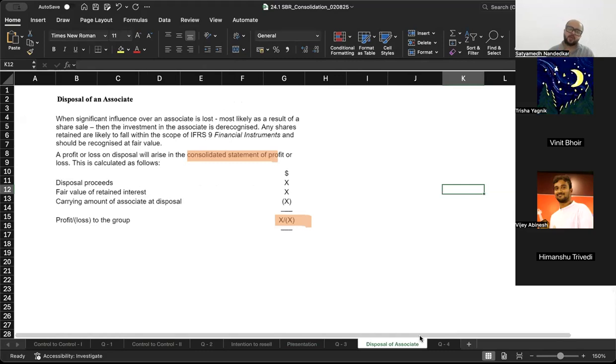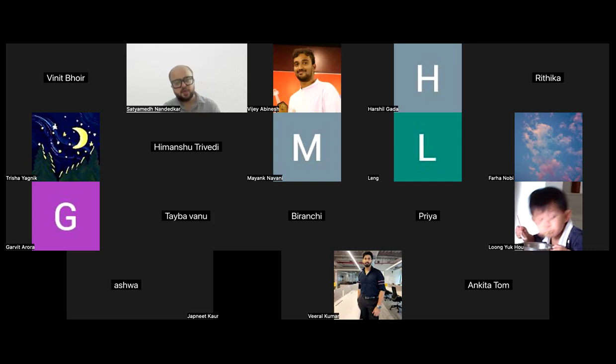Okay. And guys, when it comes to disposal of the associate in a consolidated financial statement, disposal proceeds plus fair value of interest retained, less carrying amount of associate at disposal, you will get profit or loss for the entire group. Cool. So that's how you would deal with disposal of an associate.